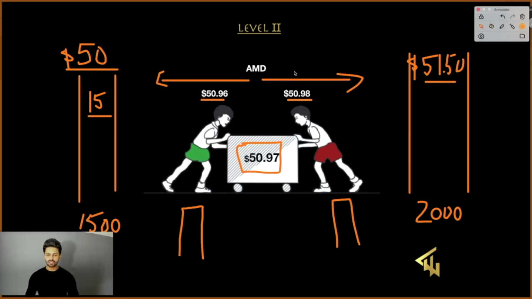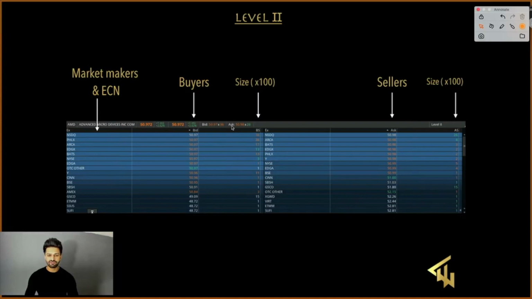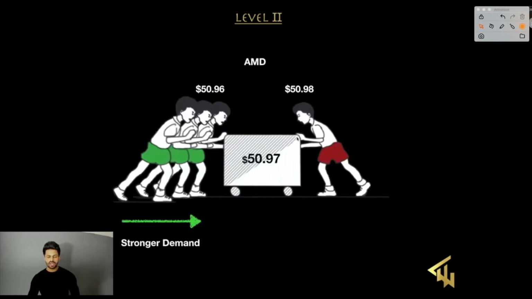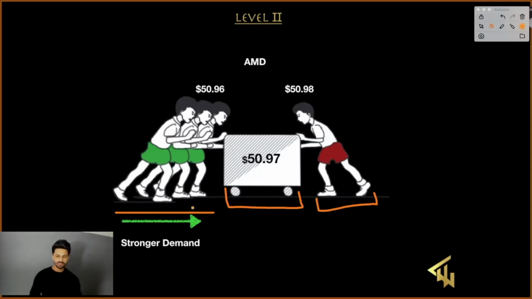Now let's take a look at how these stacked-up buyers at $50.97 and stacked-up sellers at $50.98 look when we're looking at the picture. Based on that, it's showing us that we have stronger buyers. When you have more people trying to push a particular object, and there's only one person or very few people compared to the strength on the left side, which is stronger demand and higher buying power, you will always see that when there is more demand and less supply, the stock typically moves higher.